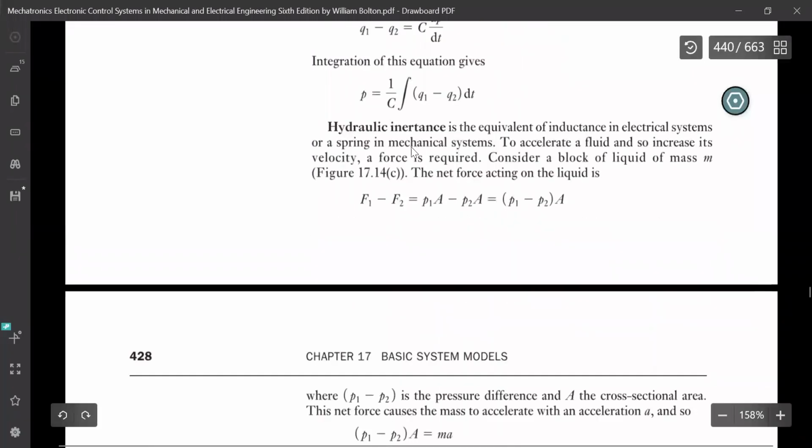Then comes your hydraulic inertance. It is the equivalent of inductance in electrical systems or a spring in a mechanical system. So we have got another element which is equivalent to the spring.